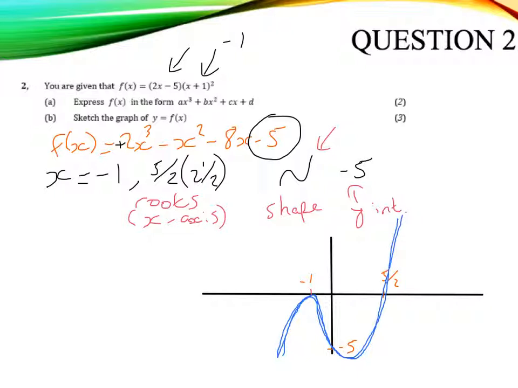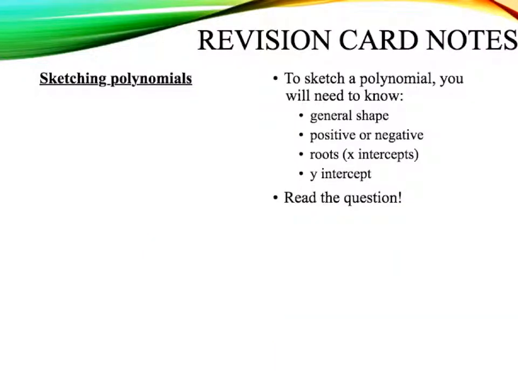We're not overly worried about any of the other information on here. Of course, we can label the x and the y-axis to make it look neater, but as long as we've shown this repeated root at this point, we've shown the y-intercept, and we've shown where the other root is on this right hand side here, we're going to get all 3 marks. Okay, so the 3 things that we're interested in are where it crosses the x-axis, the general shape, and the y-intercept.